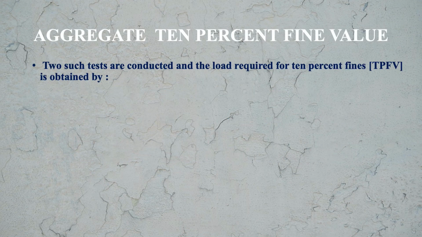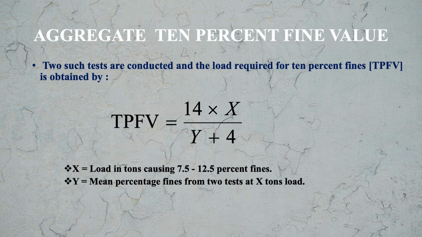Now 2 such tests are conducted and the load required for 10% fines is obtained by this formula. This 10% fines value, TPFV, will be equal to 14 X divided by Y plus 4. What is X and Y? Let us see here. X is the load in tons causing 7.5 to 12.5% fines, and Y is the mean percentage fines from 2 tests at X ton of load.